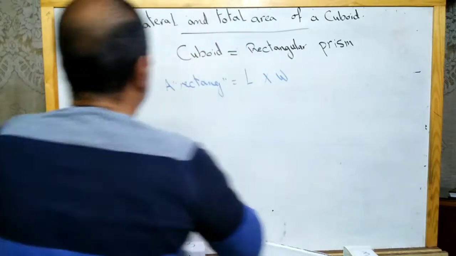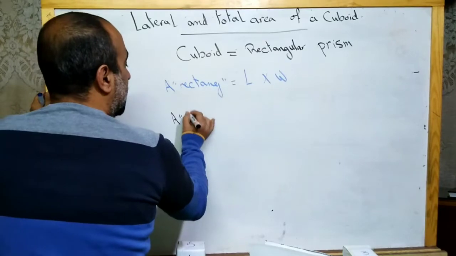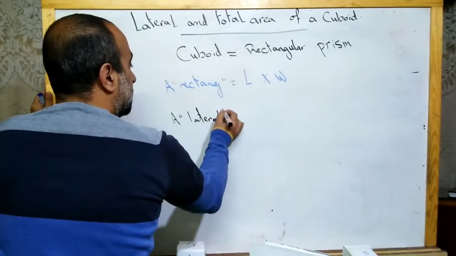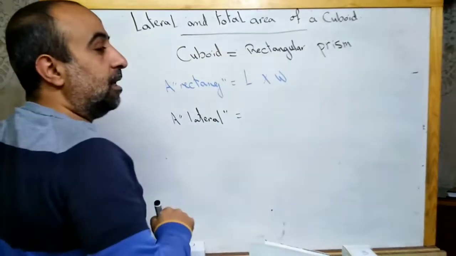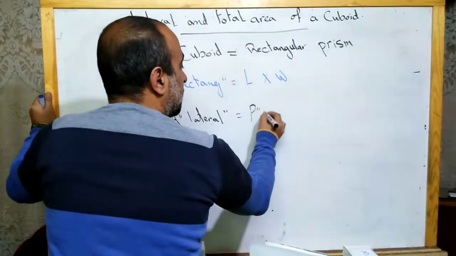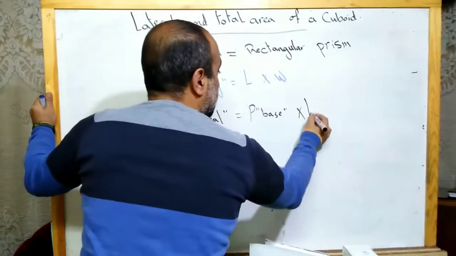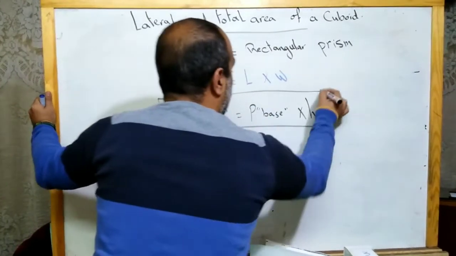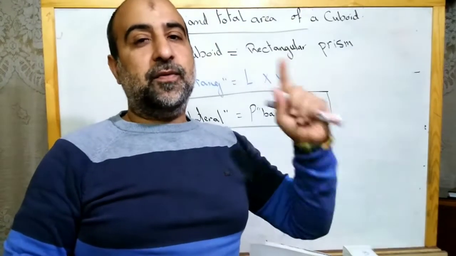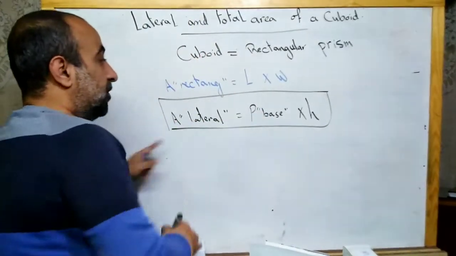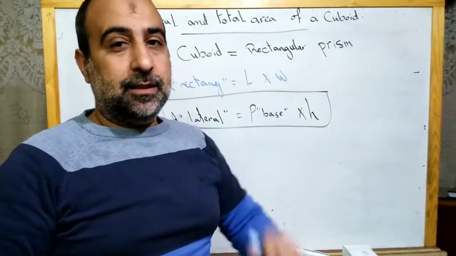So I will replace area of the rectangle by lateral area in the cuboid, and I will replace the length by the perimeter of the base, and the width I will replace by the height, and that's how we can deduce a rule to find the lateral area of a cuboid. The lateral area of a cuboid equals the perimeter of the base multiplied by its height.